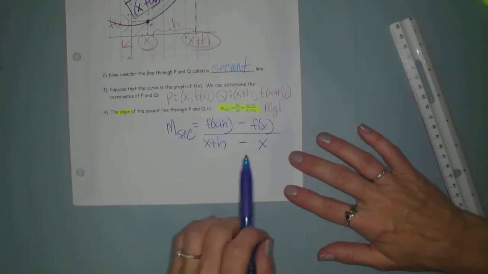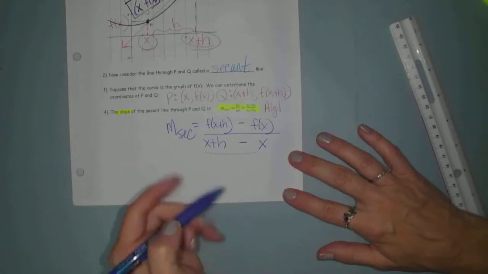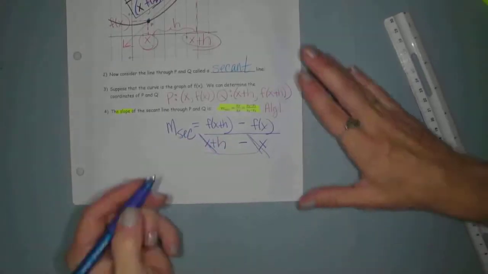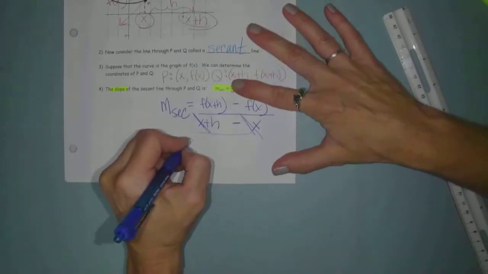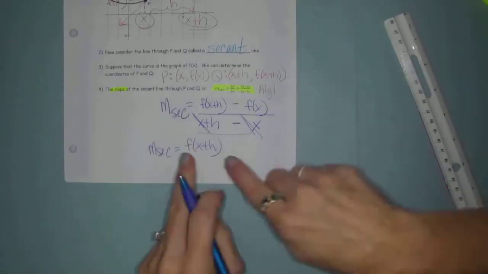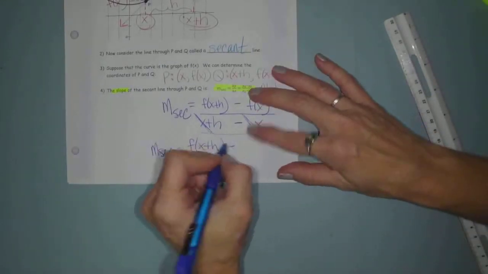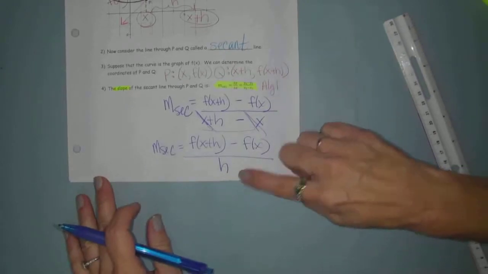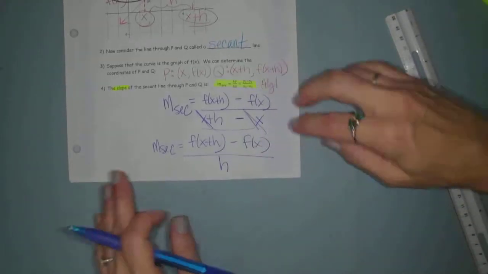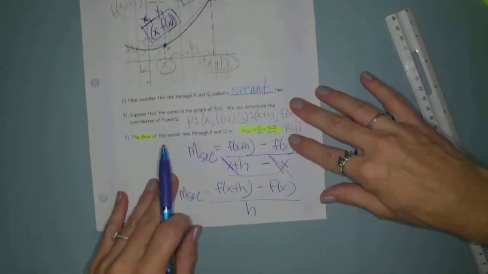And then the last thing that'll happen here, see how these x's here will cross out, cross out, cross out. So my final answer here for my slope of my secant line is f of x plus h, which was the y value at Q, minus the y value at P, all over h. That's the only thing left on the bottom there. Okay, so this is just Algebra 1. We drew a line. Algebra 1, simple. Now flip it. I'm going to fill in some blanks over here.